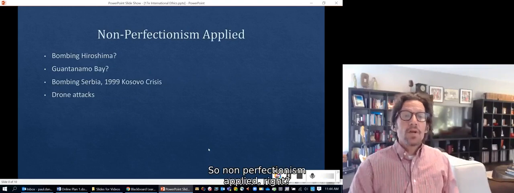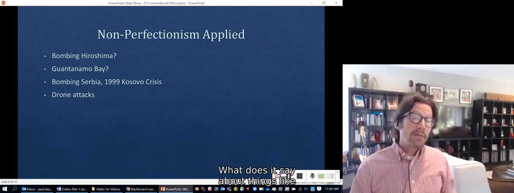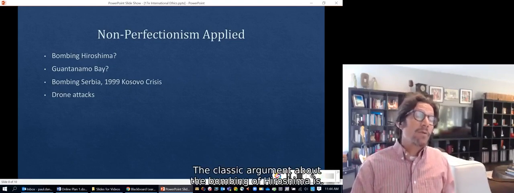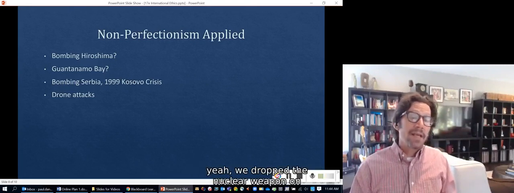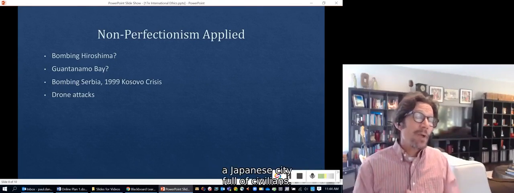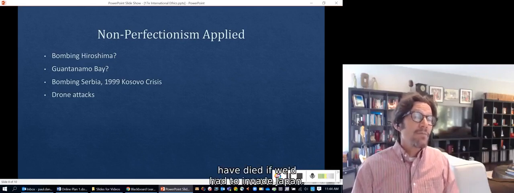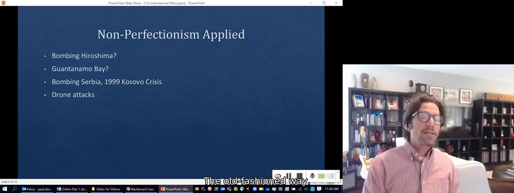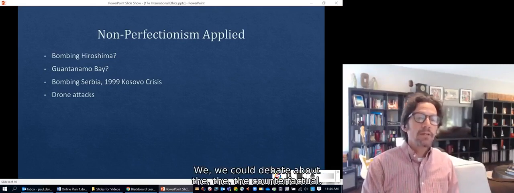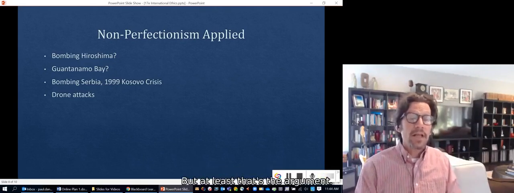So, non-perfectionism applied. What does it say about things like the bombing of Hiroshima? The classic argument about the bombing of Hiroshima is, yeah, we dropped a nuclear weapon on a Japanese city full of civilians, but more people would have died if we had had to invade Japan the old-fashioned way. We could debate about the counterfactual, but at least that's the argument.